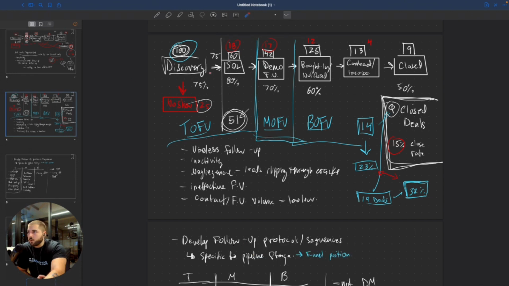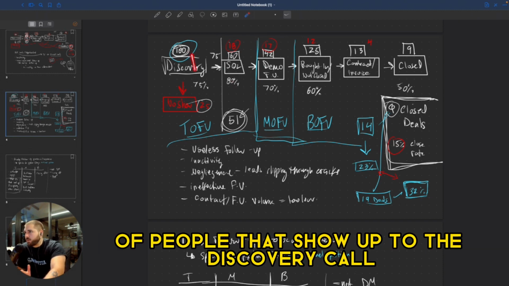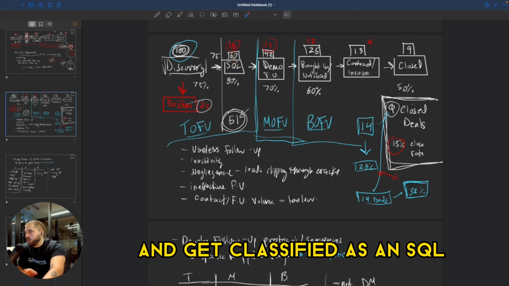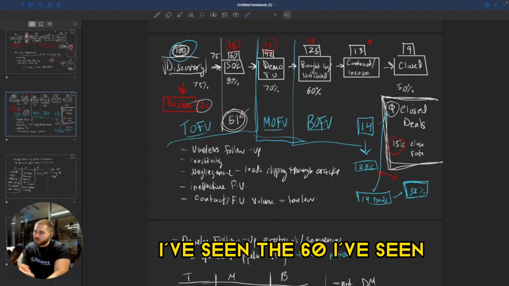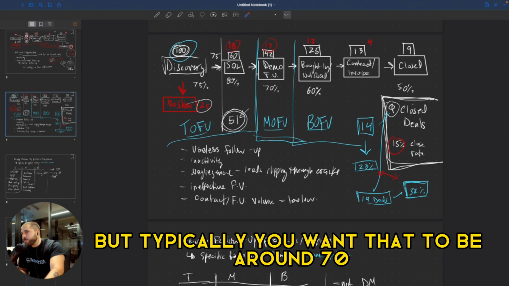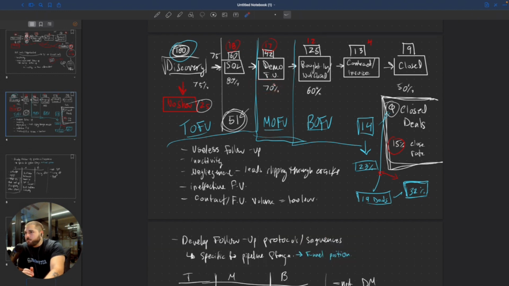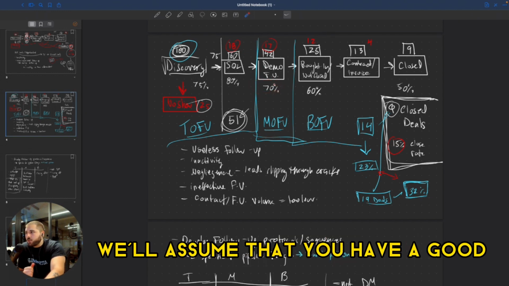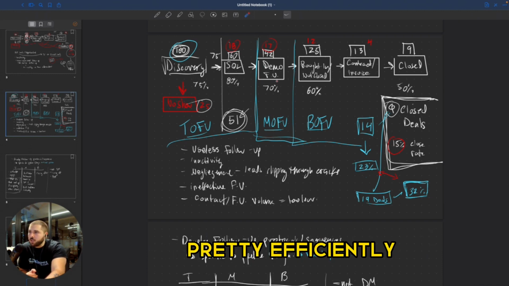Now, from your discovery and SQL rate to demo booked, it should be about 70%. This means 70% of people that show up to the discovery call and get classified as an SQL should be booking demos right away. I've seen 60% as about the bottom, maybe 55%, but typically you want that to be around 70%. So we're going to use a bit of a higher assumption here. Just for the sake of this argument, we'll assume that you have a good discovery process in place that allows you to get to that second call pretty efficiently.